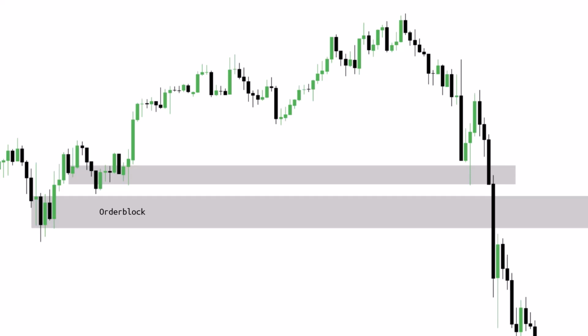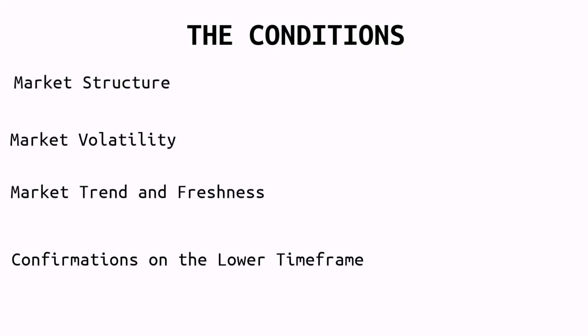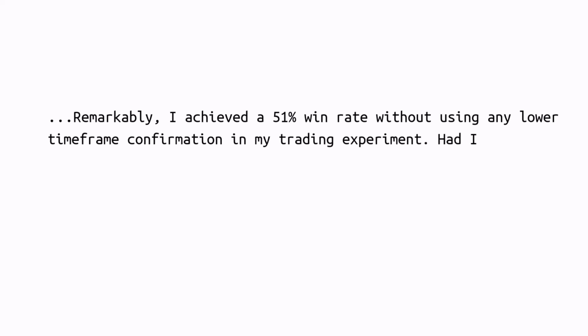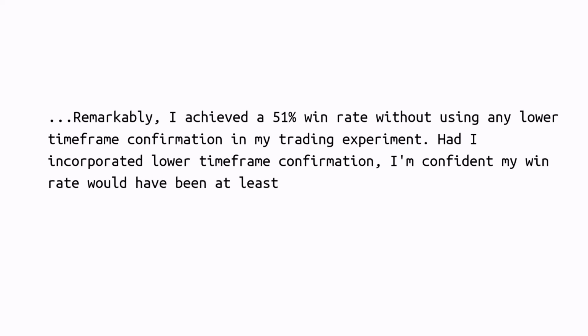And that leads us perfectly to our fourth and final factor, confirmations in lower time frame. Confirmations are like extra checks you do before entering a trade. They can save you from a lot of unnecessary losses when the market decides to ignore those order blocks. Also, having a solid reason to enter a trade, a confirmation, makes you trade with more confidence. Remarkably, I achieved a 51% win rate without using any lower time frame confirmation in my trading experiment. Had I incorporated lower time frame confirmation, I'm confident my win rate would have been at least 75%.